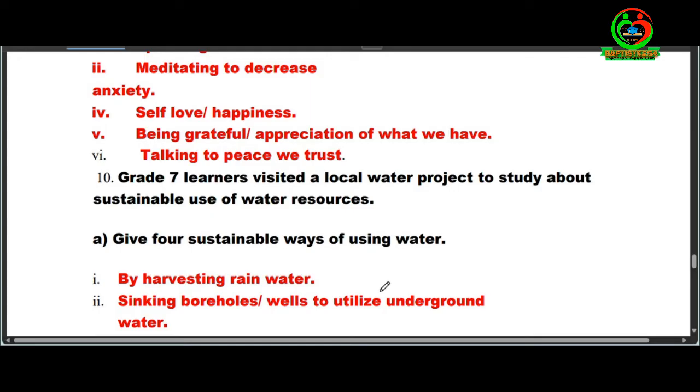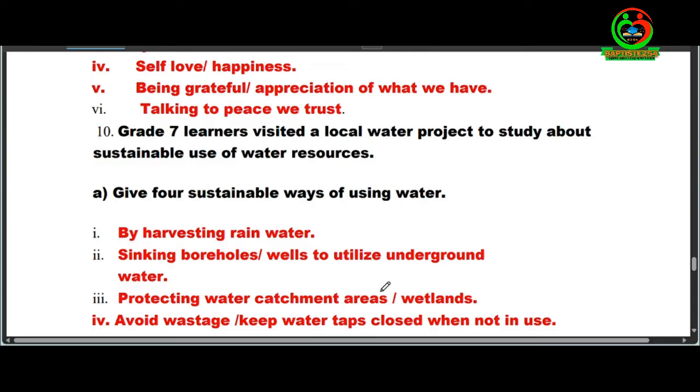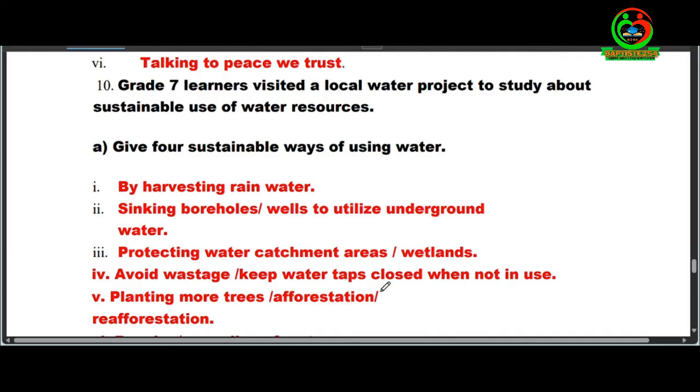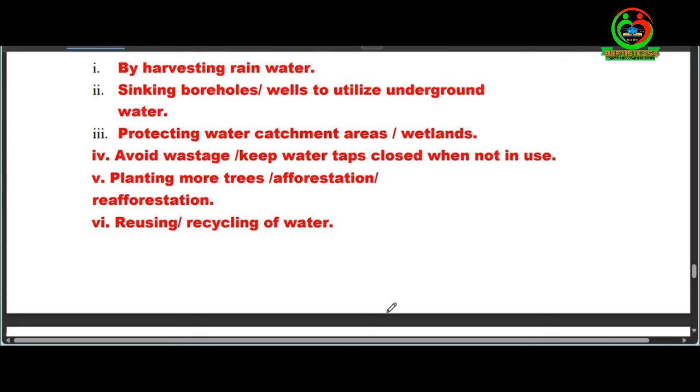The grade 7 learners visited a local water project to study the sustainable use of water resources. Give 4 sustainable ways of using water. 1. By harvesting rainwater. That's number 2. Sinking a borehole or well to utilize underground water. Protect the water catchment areas, wetlands. Avoid waste. Keep water taps closed when not in use. Then planting more trees, afforestation or reforestation. Reuse or recycle water.